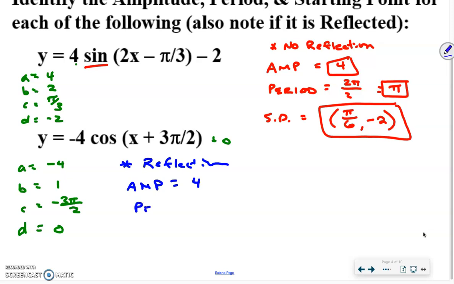The period, this time it's a cosine problem. Does that change what we're going to do for period? Nope, not until it's a tangent problem. But again, cosine, we're still doing 2 pi over b. So when we take 2 pi and divide that by 1, we still have 2 pi. And then my starting point. All right, c over b. When we have negative 3 pi over 2 and I put that over 1, we still have negative 3 pi over 2, comma d, which is 0.